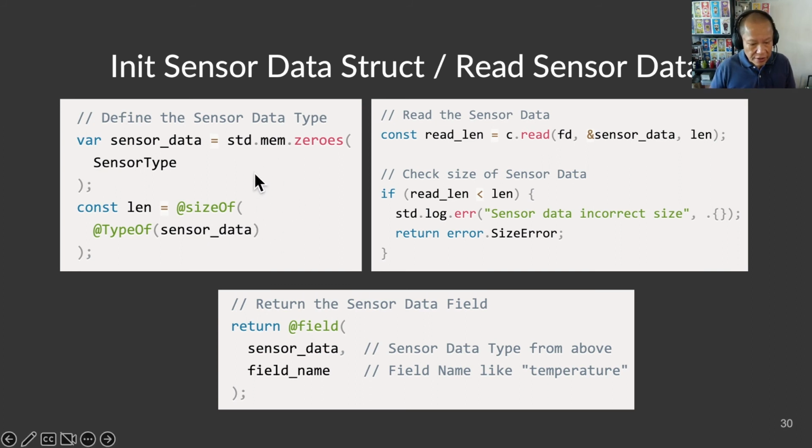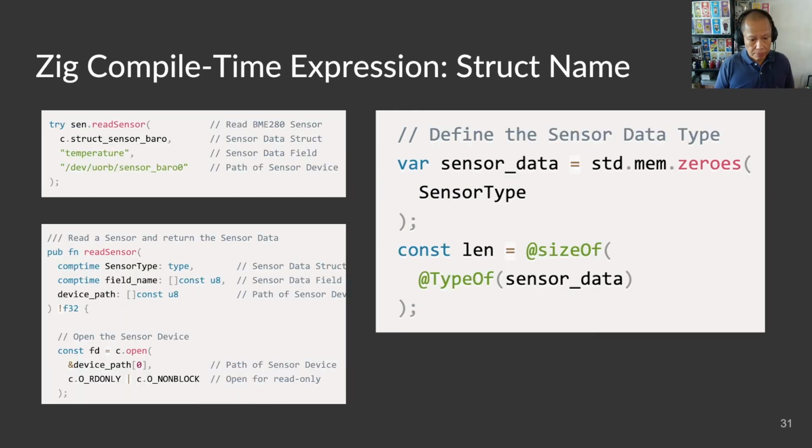At the top left, there's something interesting going on. Let us zoom in for a closer look. This code allocates a sensor data struct on the stack and fills it with zeros. But what is the type of the sensor data struct? According to our function definition, sensor type is actually a type passed in as a parameter.